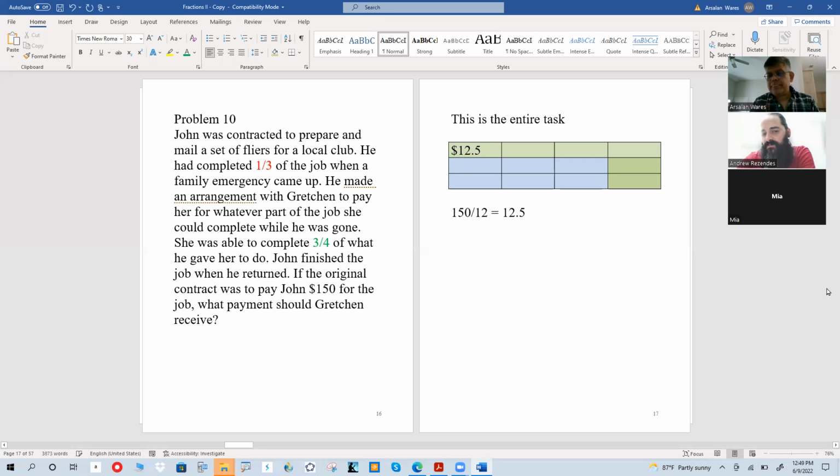Now I'm going to say, okay, how much money should he pay Gretchen? I'm going to say Gretchen should receive, she did 6 cells. Each cell is worth 12.5. I think it'll be 12.5 times 6. I'm getting $75. Let's pause here a little bit. It's a little more concrete.